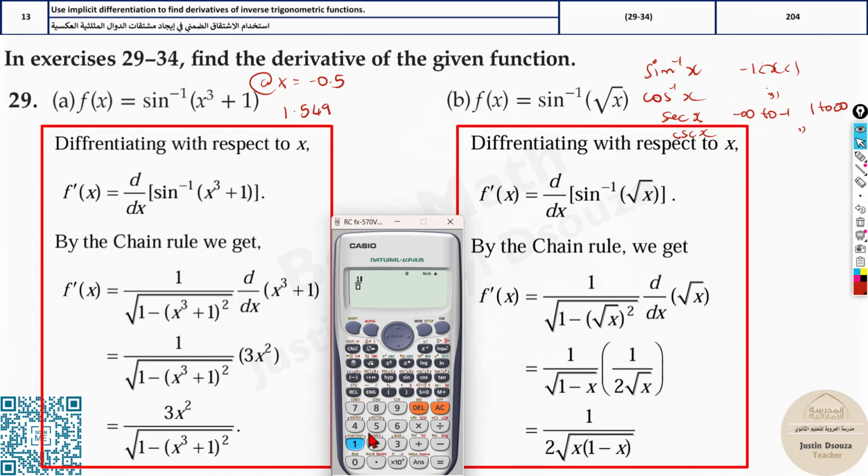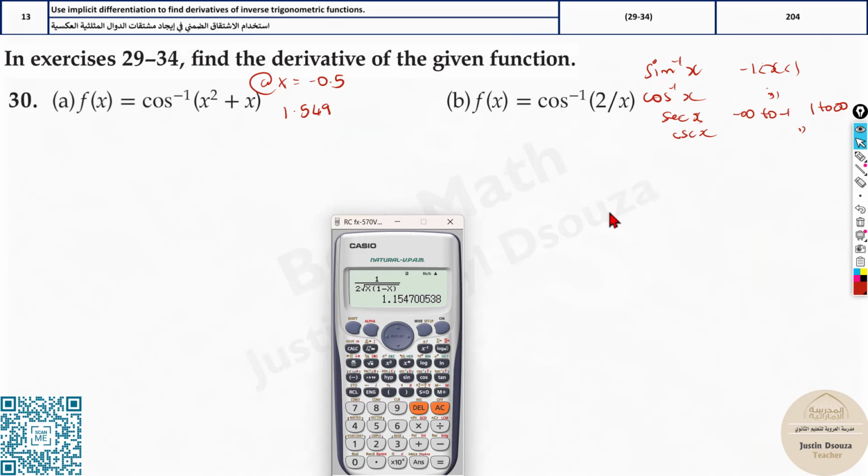1 divided by 2 square root x times (1 minus x). Close the bracket. Now calculate this at 0.5. You must get 1, and you will get 1. And if you calculate at 0.25, it was 1.15 or something. You can see that was the answer.